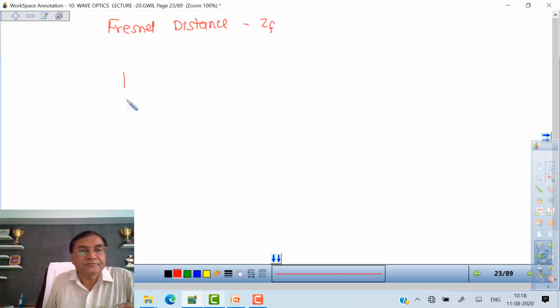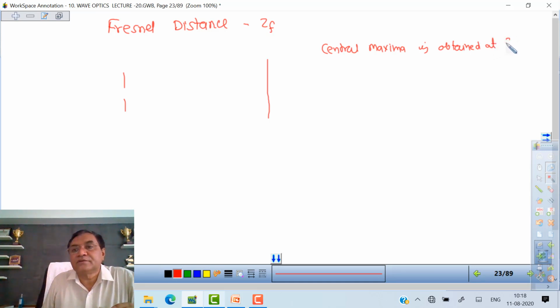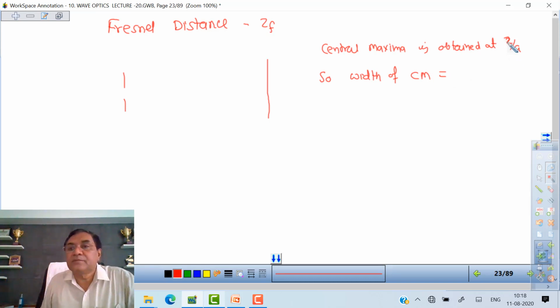So suppose you have one slit and you get the image. Then the central maxima is obtained at z upon a, where a is the width. So the width of the central maxima is equal to, suppose this distance is, not z, sorry, lambda upon a into z, where z is the distance.